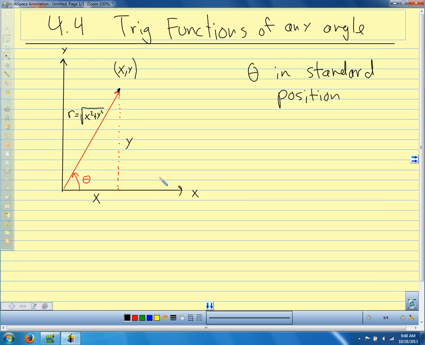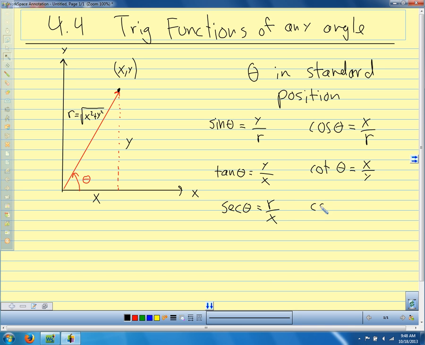And now we can write our trig functions of this angle, following from what we did with the unit circle, following from what we did with right triangles. We're going to say that the sine of our angle is y over r. The cosine of my angle is x over r. The tangent of the angle is y over x. Cotangent would be x over y. The secant of our angle is going to be r over x. And the cosecant is going to be r over y.